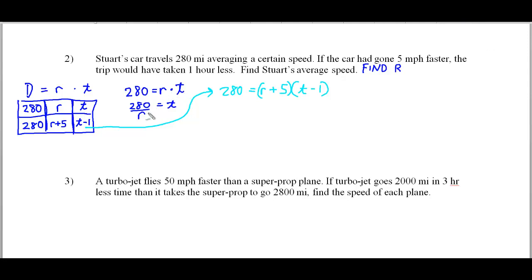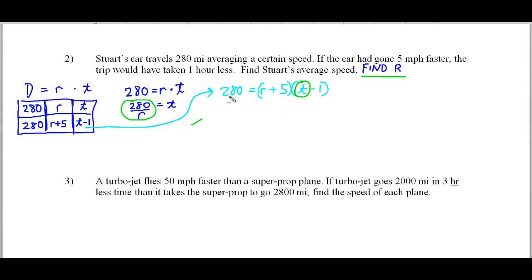If I substitute this here into this here, what I'm then going to have is an equation with absolutely no t in it. It's just going to have r, the thing I'm trying to find. So let's go take a look at that.